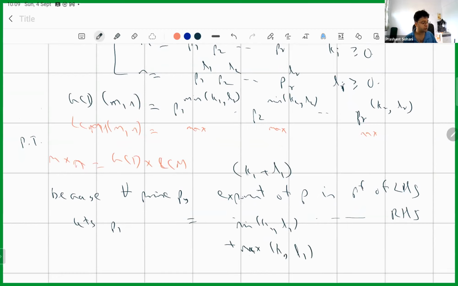And you can check that for any two numbers, their sum is equal to the min plus the max, because I have two cases: either one of them is smaller than the other, or they are both equal. But in both cases, this is going to be equal. So for every prime number, if the exponent on the LHS and the exponent on the RHS are the same, then the numbers themselves will be equal. And this is because of the uniqueness of prime factorization.